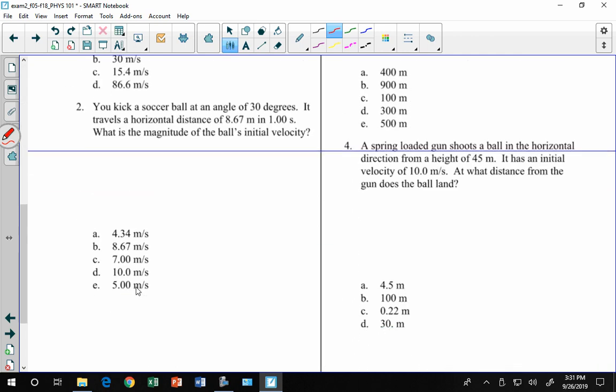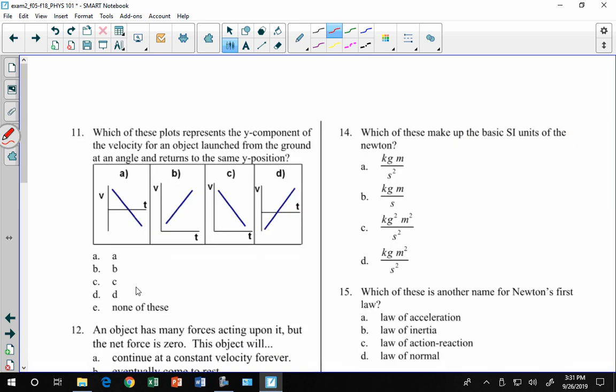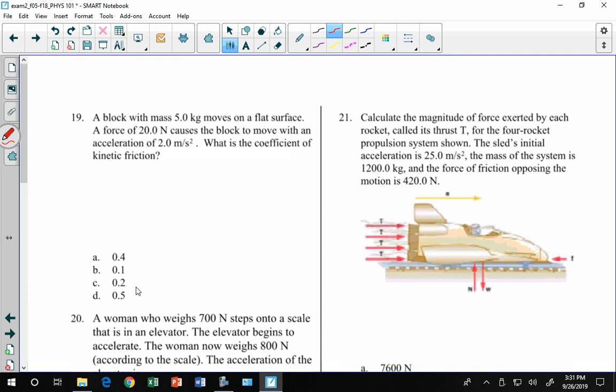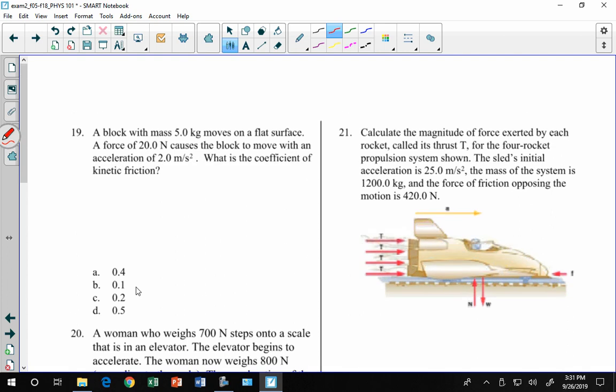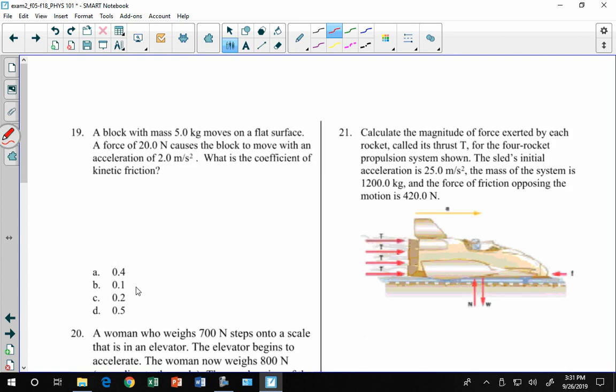Let's look at a friction problem. Anything in particular? Can we do a friction problem? You okay with that? Yeah. Okay, let's look at 19. It's sort of a basic. This is fall 16, I think. Yeah, fall 16, number 19.